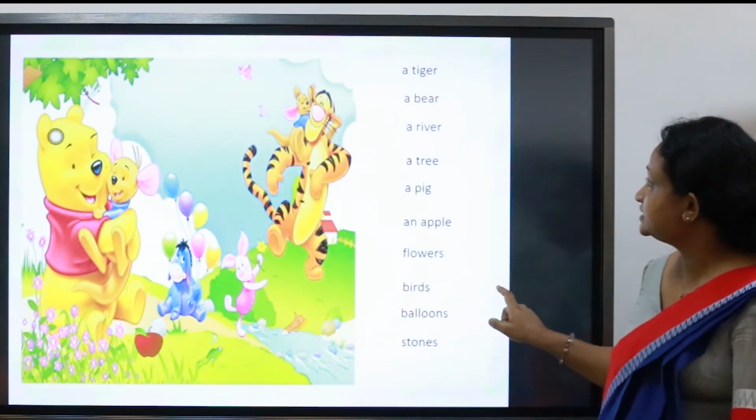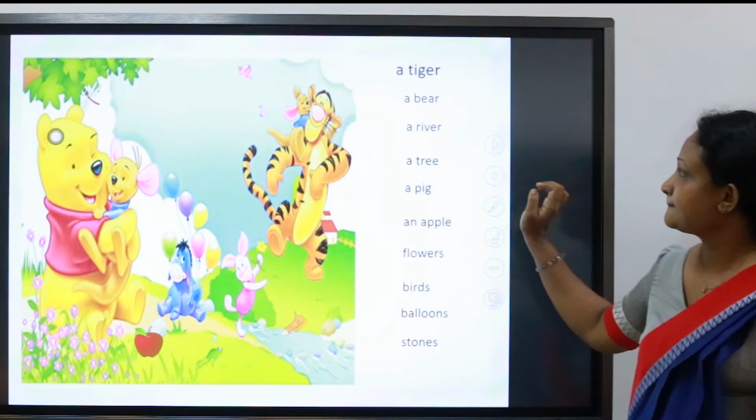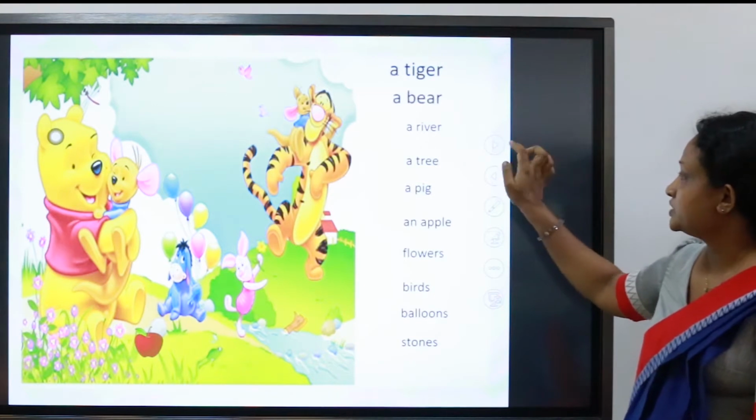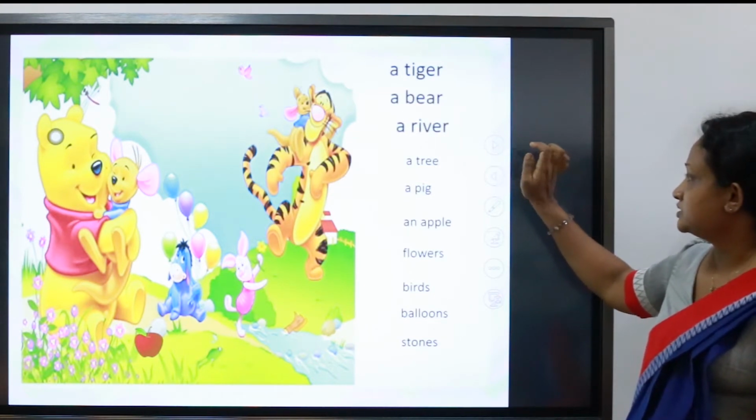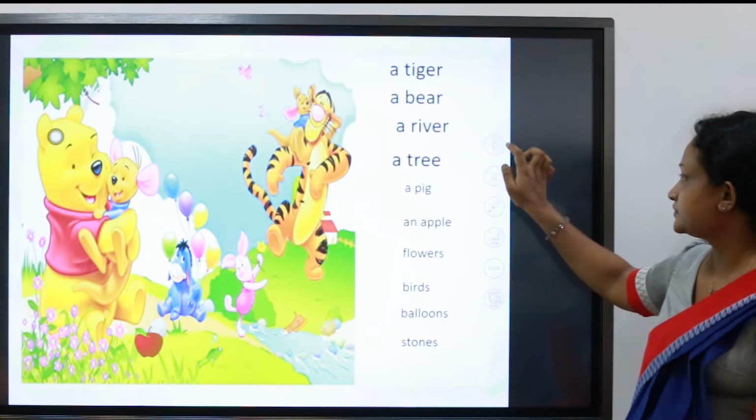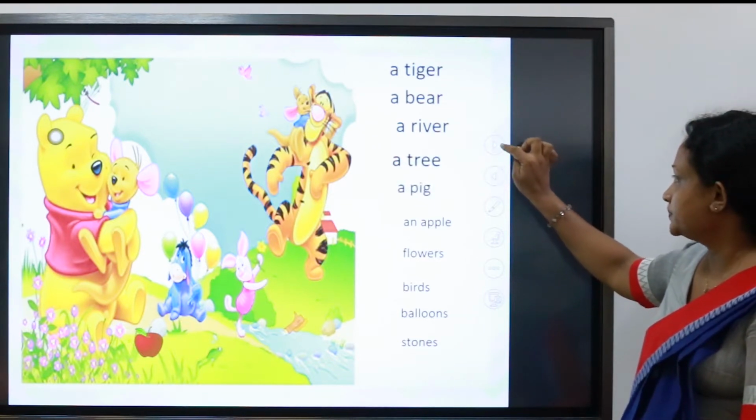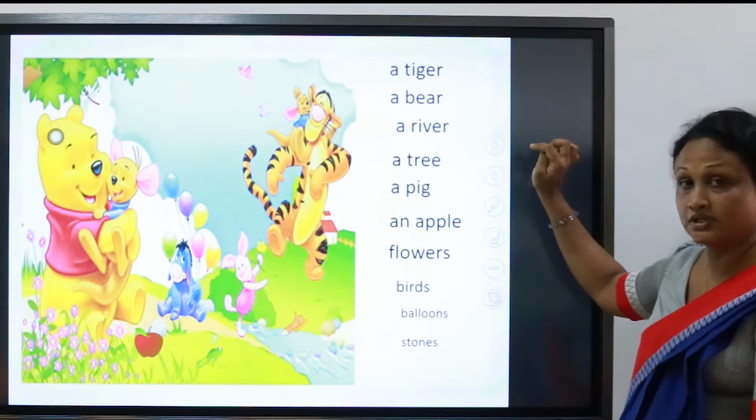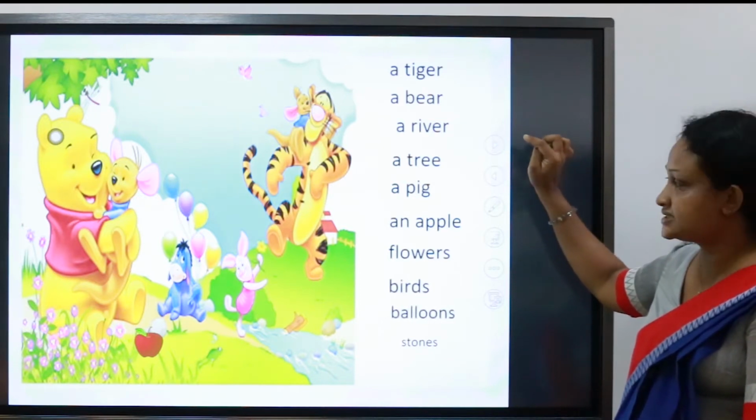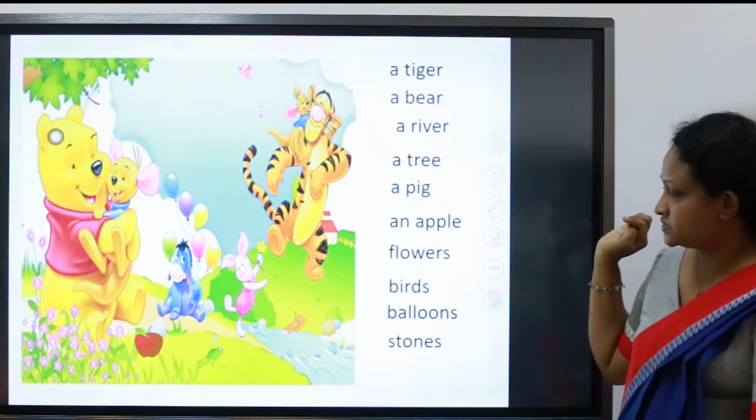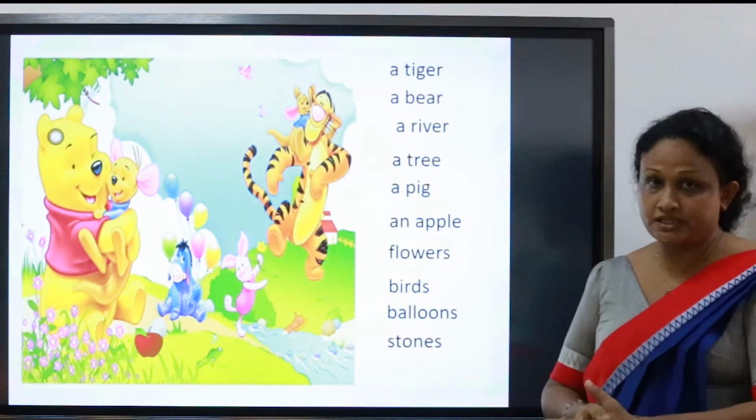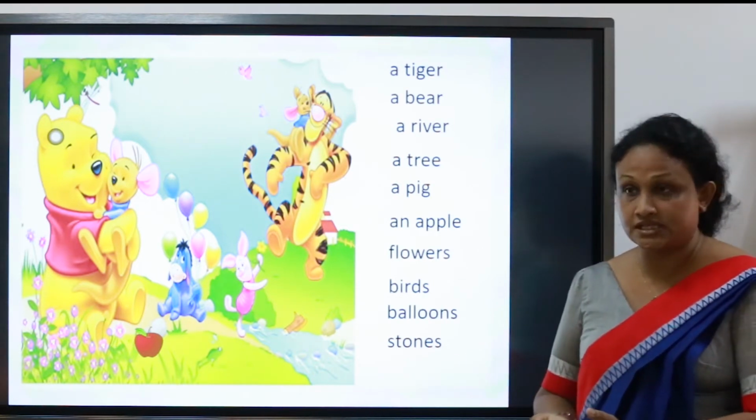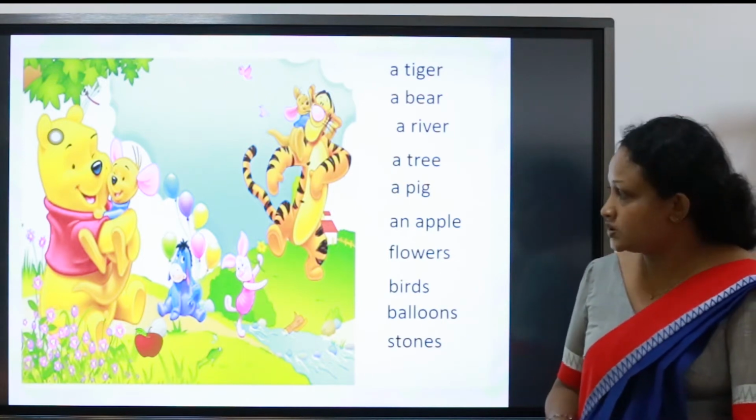Here you can see a tiger. You can see a bear. You can see a river, a tree, a pig, an apple, flowers, birds, balloons and stones. So now we know what are the things in the picture. Now we have to know how to write sentences or how to build up sentences to describe this picture. Okay, now let's move.